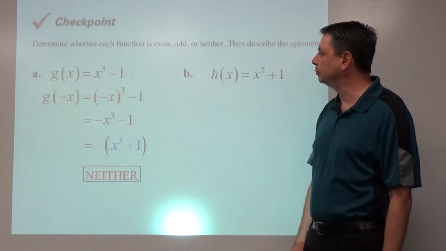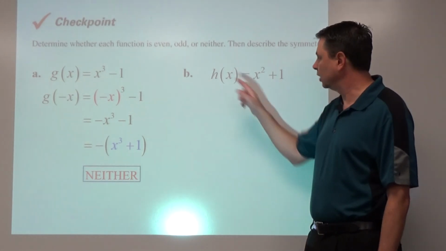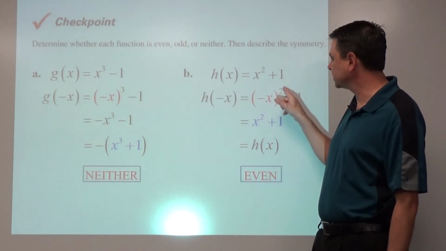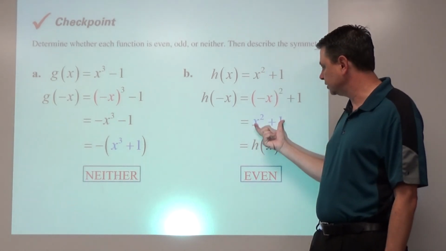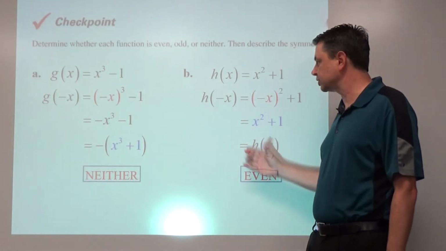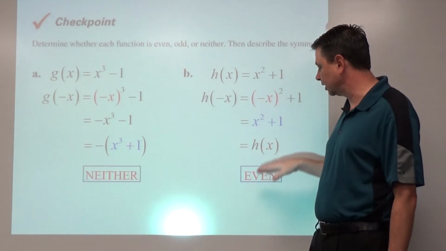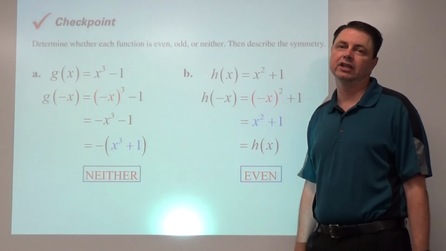Now part B, h of x. Well, h of negative x. When we square a negative, we're going to get a positive. That is the original function. So we say it's the original function. Started here, concluded there. That's the evidence for even.